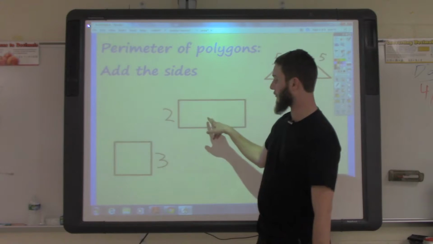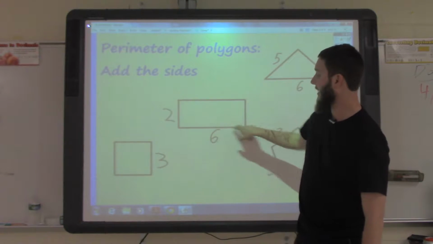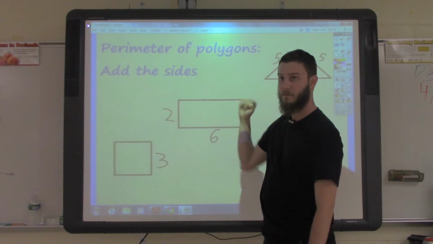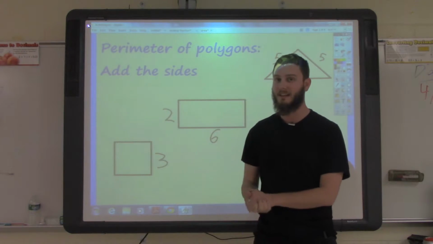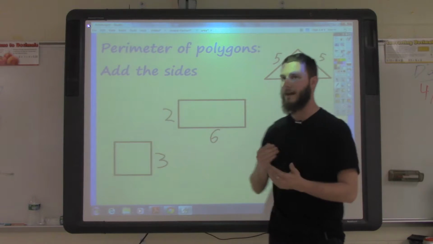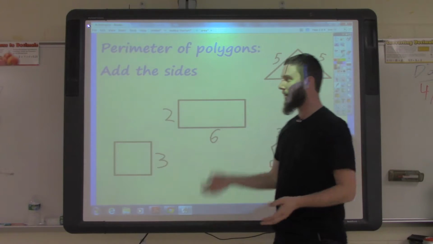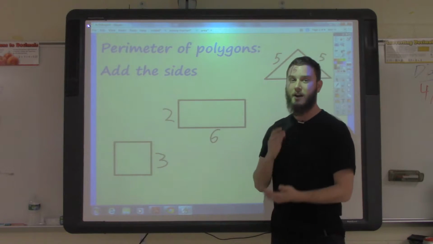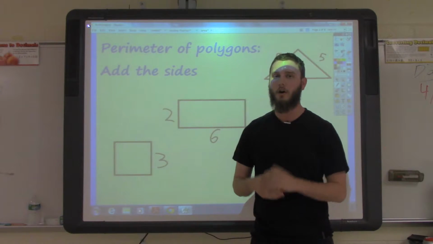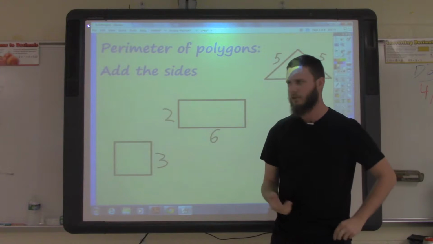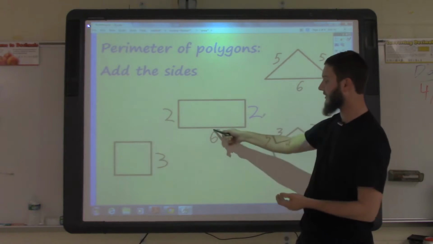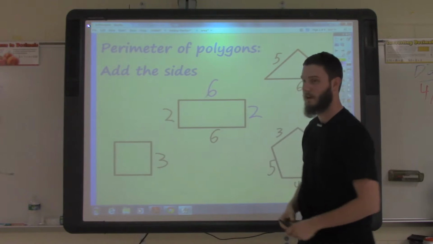In the example of this rectangle, we know that this side is 6 long. We know that this side is 2 long. And that's all we really need. You don't need me to tell you how long this side is or this side is if it's a rectangle. Reason being is a rectangle has 2 sides that are identical, and it has 2 other sides that, while a different size, are also identical to each other. So if this side is going to be 2, that means that this side is also going to be 2. And if that side is 6, this means this side is going to be 6.